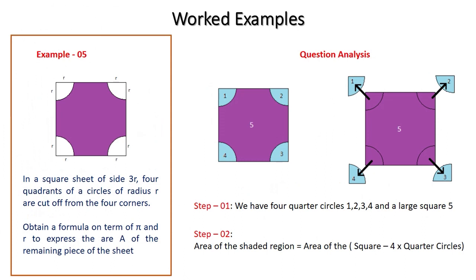Example number 5. In this example they have given a square and all 4 corners they have marked with quarter circles. So we have to find the area of this shaded region. So steps are given there. I'll do the sums. First of all, you can try yourself.